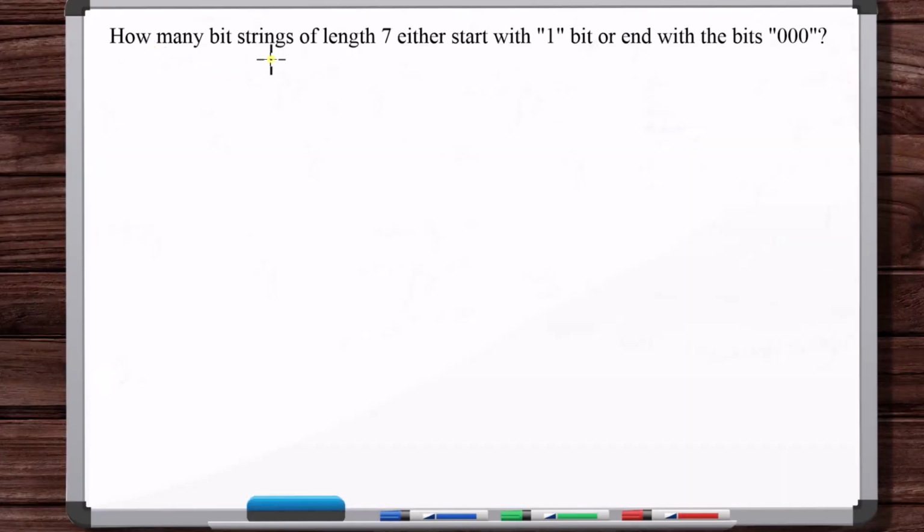How many bit strings of length 7 either start with 1 or end with 0, 0, 0? So these strings of ones and zeros. Okay, so anytime we see an OR like this, we think the sum rule, right? Sum all the outcomes associated with the bit strings that start with 1, as well as the bit strings that end with 0, 0, 0.